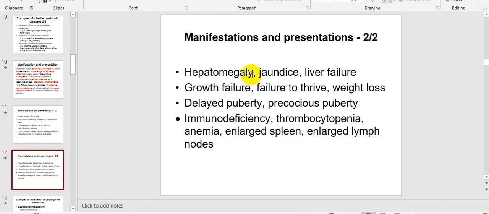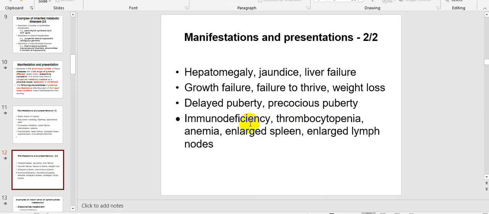They encounter hepatomegaly, enlargement of the liver. They have incessant jaundice. They have liver failure, growth failure, failure to thrive, weight loss, delayed puberty. Precocious puberty means starting puberty before age 9. You start puberty too early, and that is a metabolic syndrome. That is an inborn error of metabolism, because you are not supposed to start puberty below age 9. You are supposed to start after age 9.